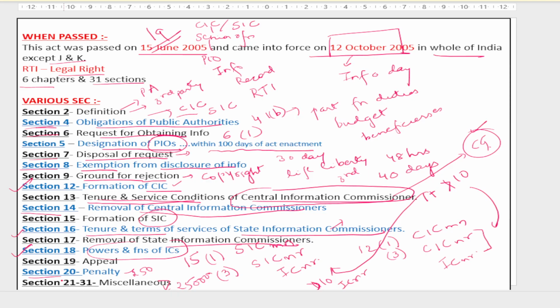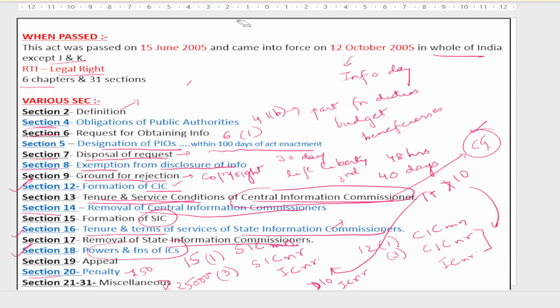And Sections 21 to 31 deal with miscellaneous provisions. Section 24 deals with provisions with regard to organizations that are exempted under the RTI Act, and the Second Schedule of the RTI Act covers the names of these organizations.